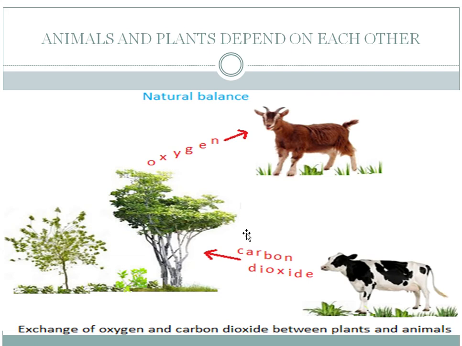Humans and other animals take in oxygen and breathe out carbon dioxide, as you can see in your picture. Carbon dioxide is needed by plants to make food. Animals also provide plants with manure. In this way, plants give something and receive something.